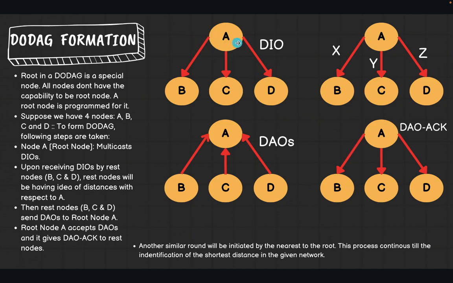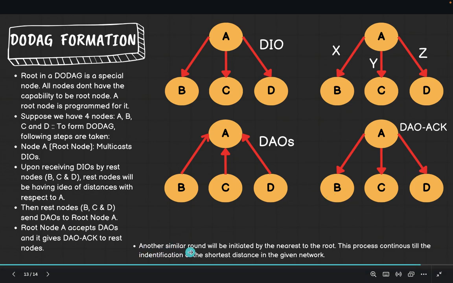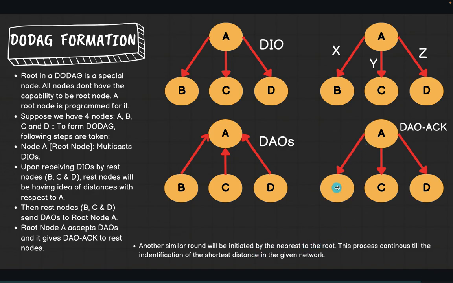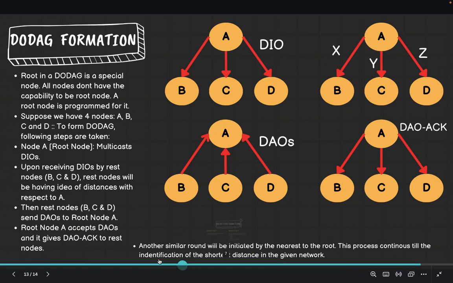First, the broadcast of DIO is done by the root node to all the nodes. Then, upon knowing the distances, the rest nodes send their DAOs back to the root. Then after receiving the DAOs, the root node sends DAO ACK. Another similar round will be initiated by the nearest node. For example, B is nearest. It will broadcast DIO to the nearest nodes, and upon receiving the distances, they will send DAOs, and the process will be followed. This process continues till the identification of the shortest distance in the given network.